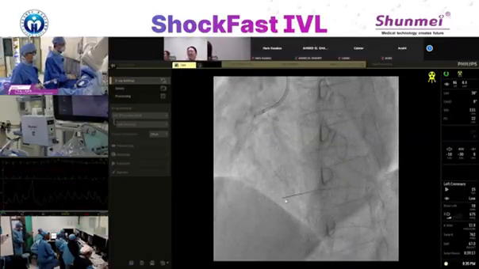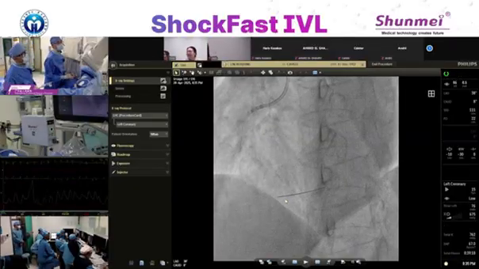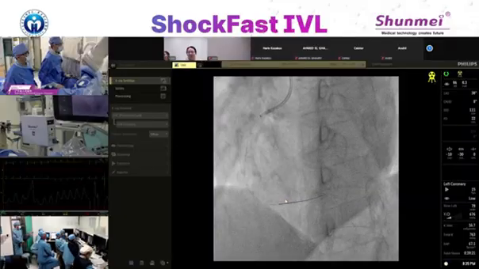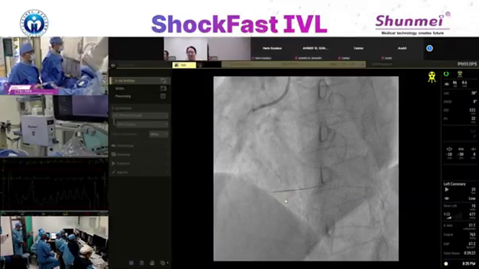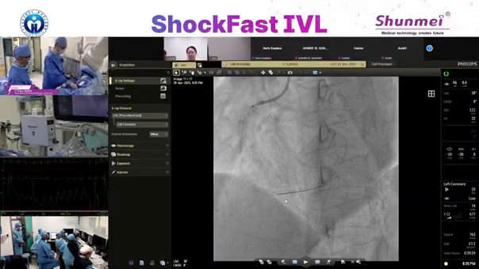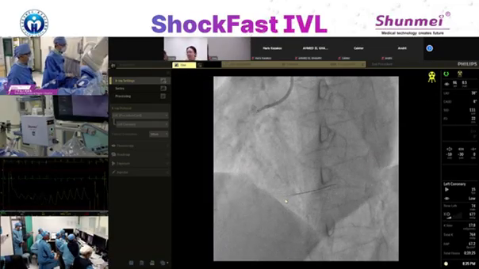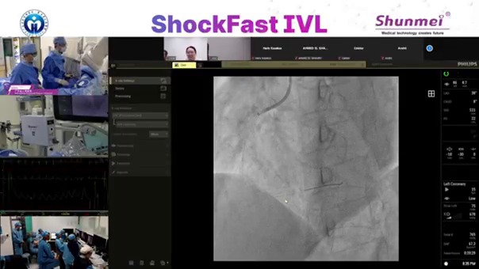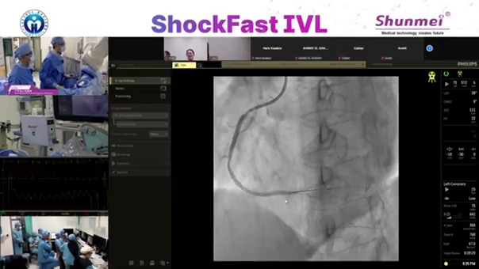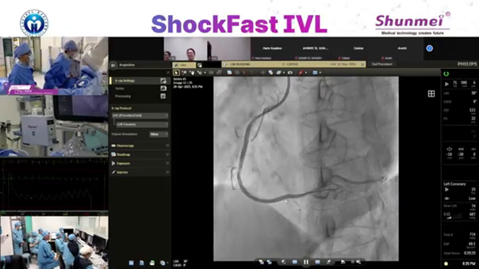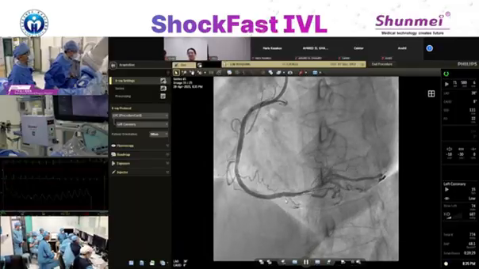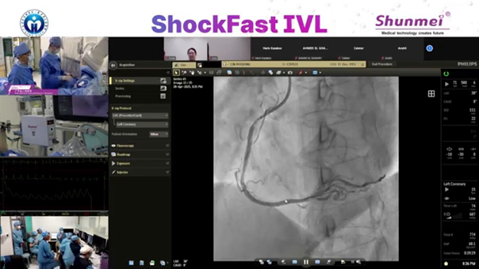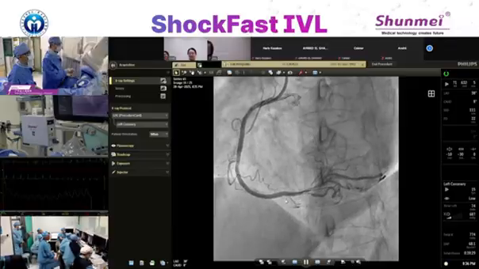Hold my wire, hold the catheter, and inject something. Pressure is good. Okay. Go into somewhere, please. Yep. Is there some dissection? Maybe. But now the guidewire is in the side branch.